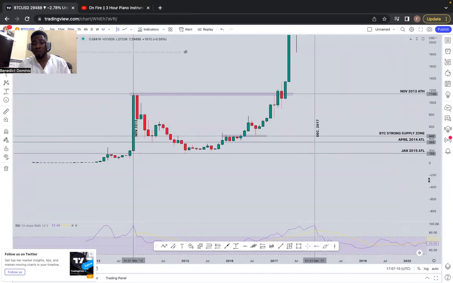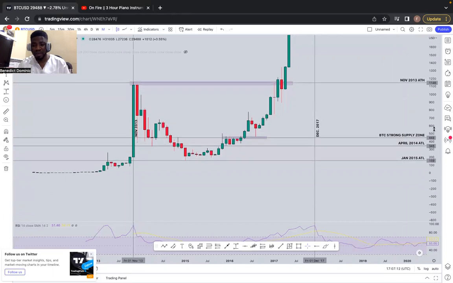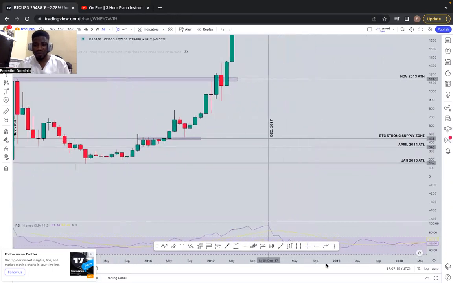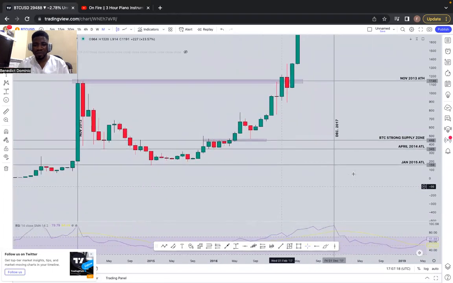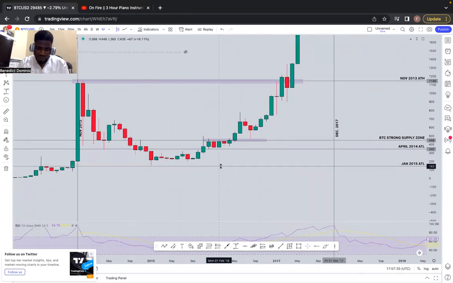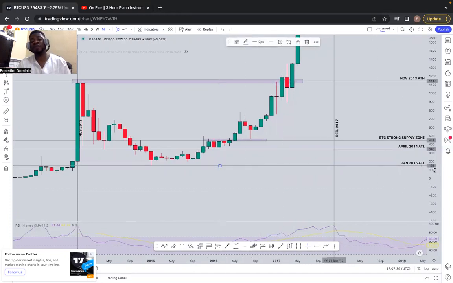Bitcoin came down to 159. I remember it here on January 15th. In January 2015, you can see this red candle here. I just marked it. Bitcoin came down to 151. Imagine buying something at 1,146, then all of a sudden, after two days, we saw it here. My brother, people will say it's a scam. Yes.